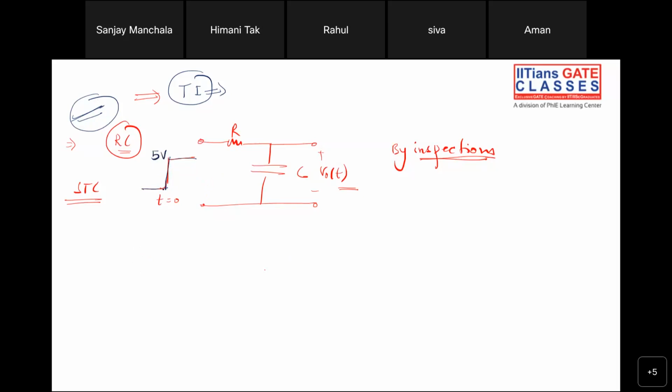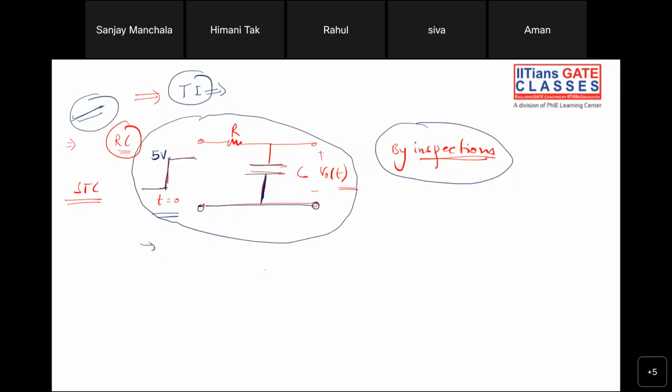But suppose this is t equal to 0, and they are asking you to analyze this circuit by inspection or intuitively. So how are you going to draw this? If somebody is able to draw this by intuition, by just inspection, they will be happy. So what kind of question might they ask from this circuit? Can somebody suggest? The very first question is the output waveform.